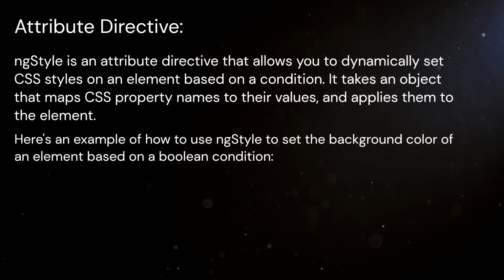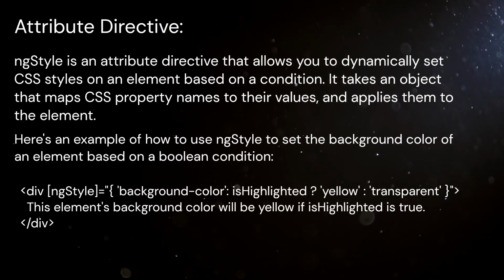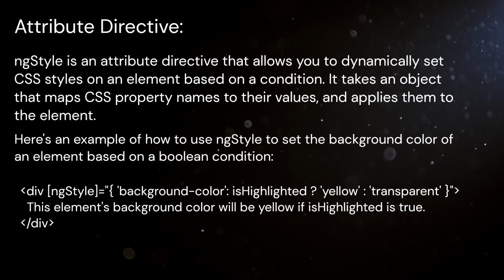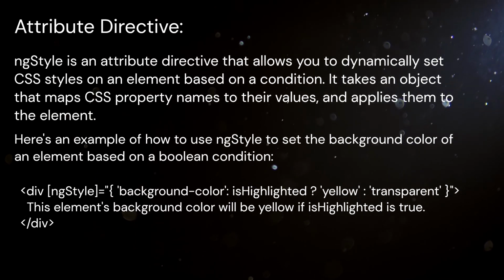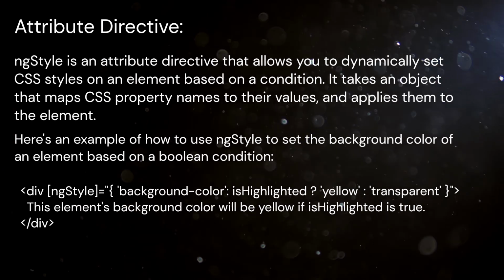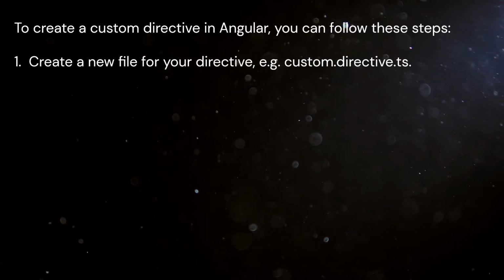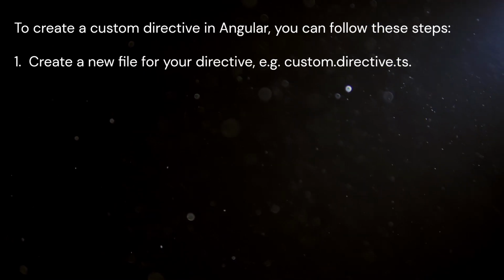based on a condition. It takes an object that maps CSS property names to their values and applies them to the element. Here is an example of how to use ngStyle to set the background color of an element based on a Boolean condition. To create a custom directive in Angular, you can follow these steps.